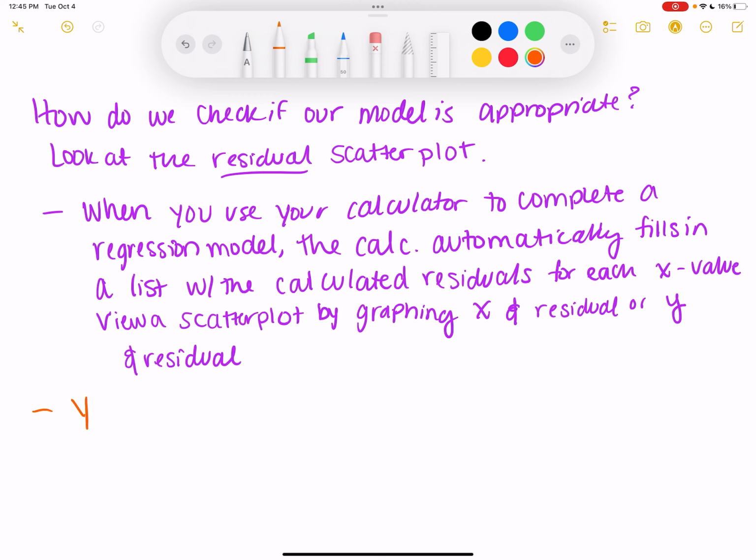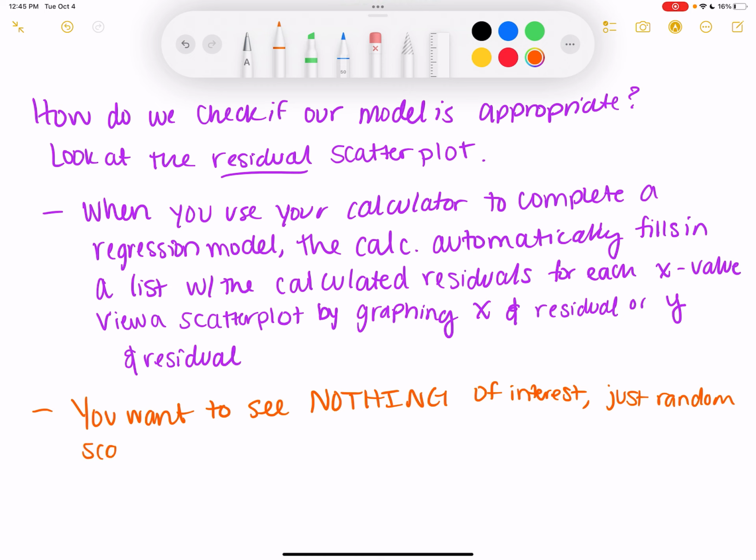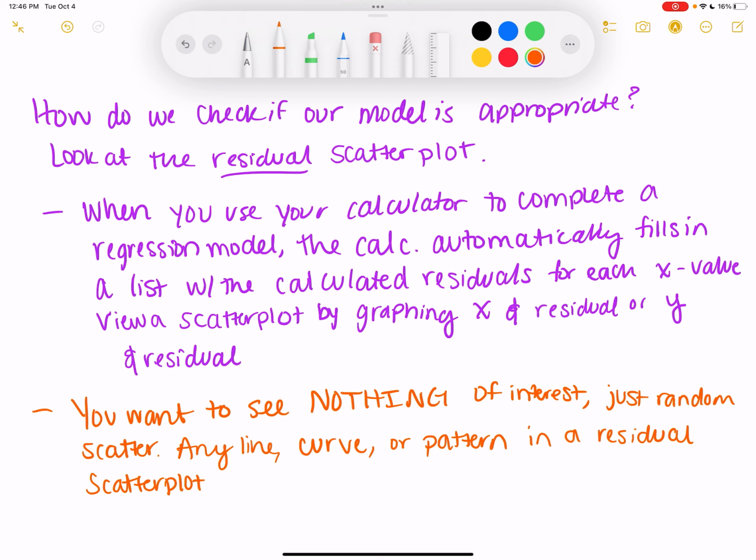So when you're looking at it, you want to see nothing of interest, just random scatter. Any line, curve, or pattern in a residual scatter plot indicates that your linear model is not appropriate.